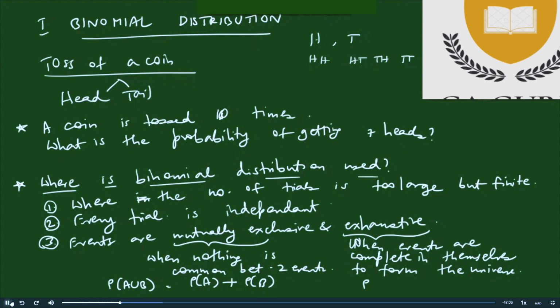So P of A union B, again we are talking about P of A union B, is equal to 1. Where all we can apply binomial distribution is what we saw right now. And we saw 3 conditions. The first condition is where the number of trials is large but finite. The second is every trial is independent. The third is events are mutually exclusive and exhaustive. Now let us move on to the fourth condition.